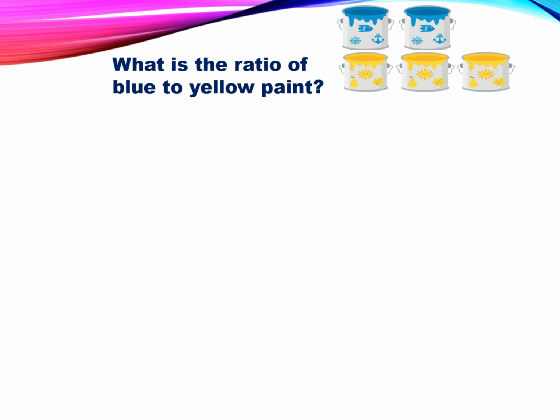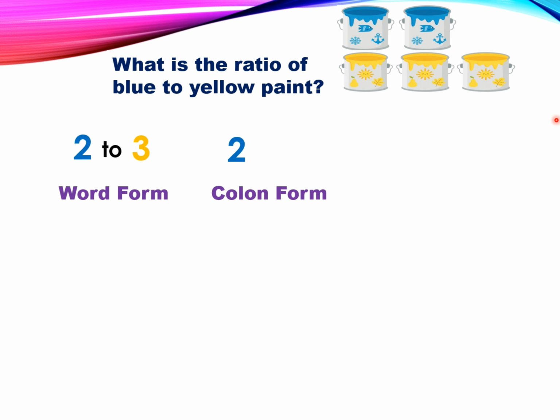What is the ratio of blue to yellow paint? 2 containers of blue paint and 3 containers of yellow paint. When I mix these together, it gives me my favorite shade of green. So to write it in word form, it is 2 to 3. Colon form, 2 with the colon and 3. Fraction, it's 2 out of 3.